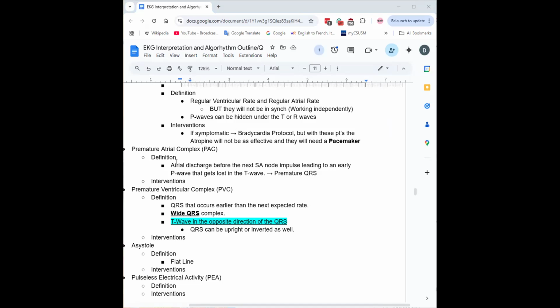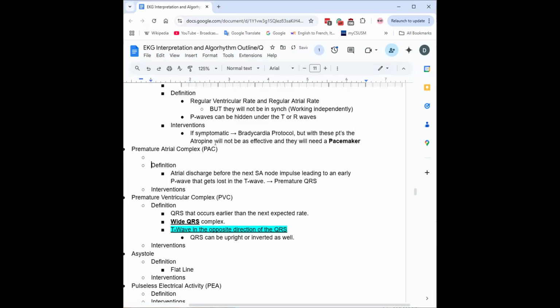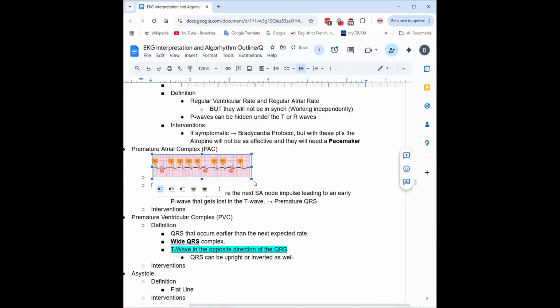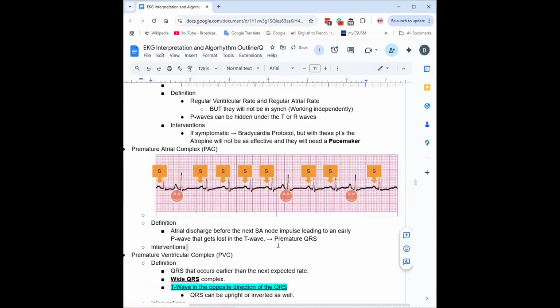And then with these, let's show the picture first. Premature atrial complexes, PACs, are atrial discharge before the next SA node impulse, leading to an early P wave that gets lost in the T wave. Basically, it's a premature P that leads to a premature QRS.